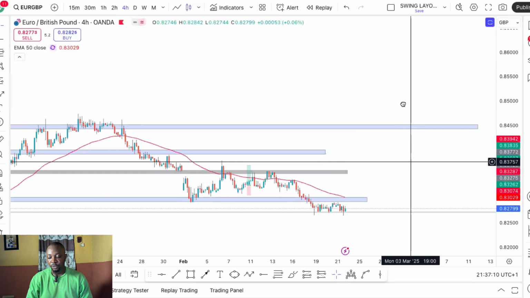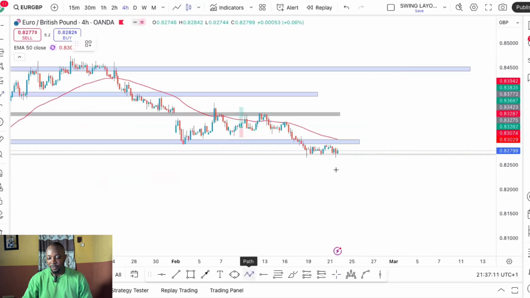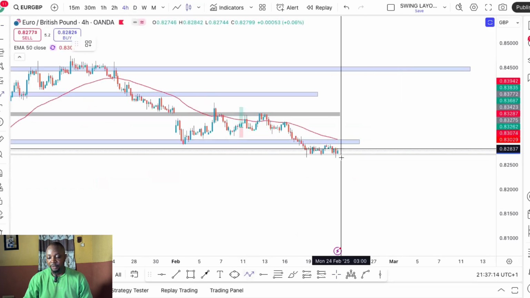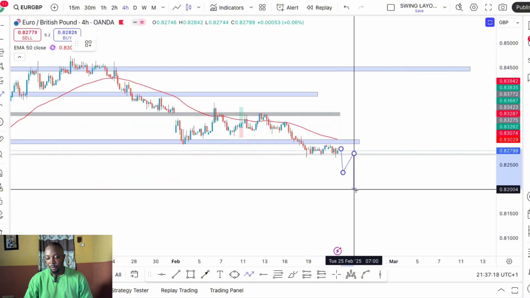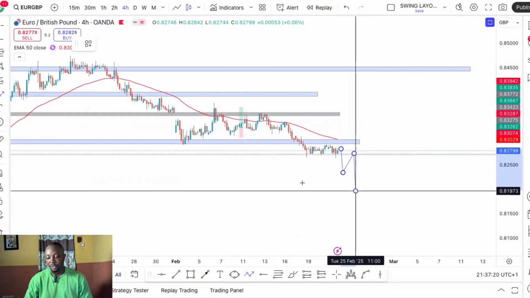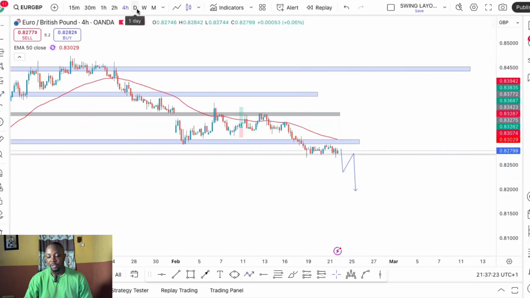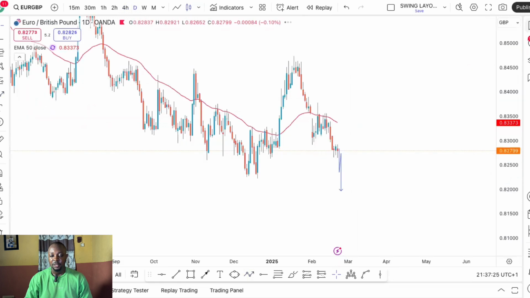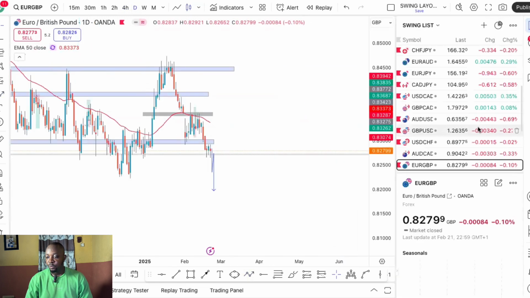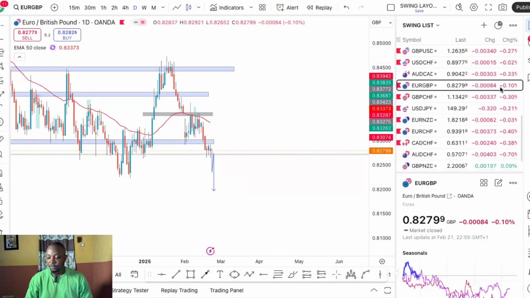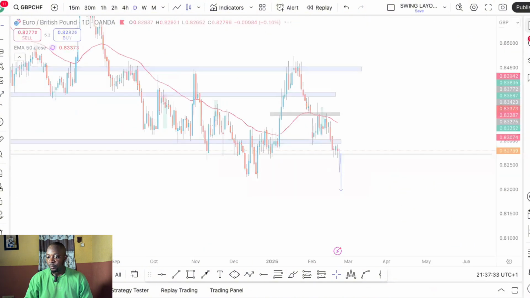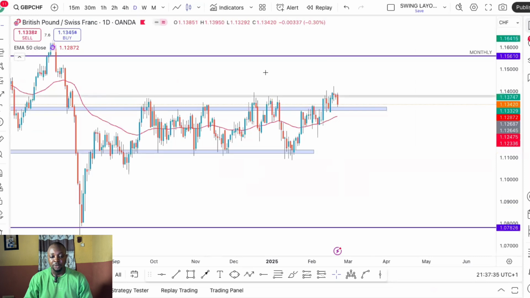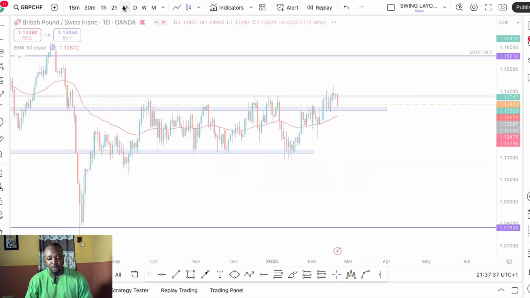Euro GBP, I'm bearish on Euro GBP. However, let's see the market break, retest, reject, or we can look for sales to the downside. Okay, I'm trying to go over as many pairs as possible, so that's why I'm running through them. I do not want to take too much time on one single pair.